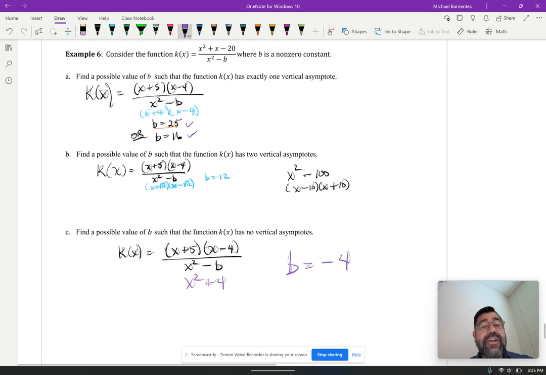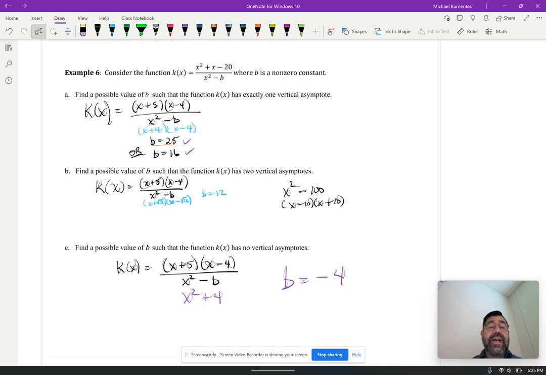You can use your calculator to confirm that all these examples actually do make one exact or two exact or no vertical asymptotes, but if you think about it, it's kind of not intuitive, but it certainly makes sense as to why some work and others don't.